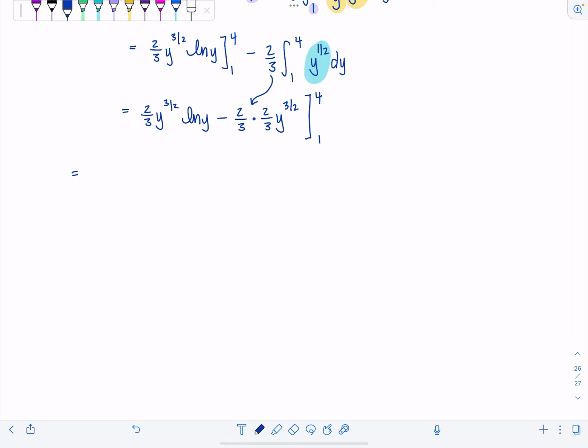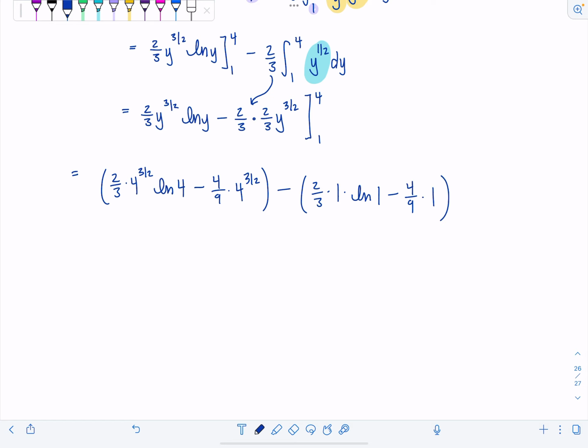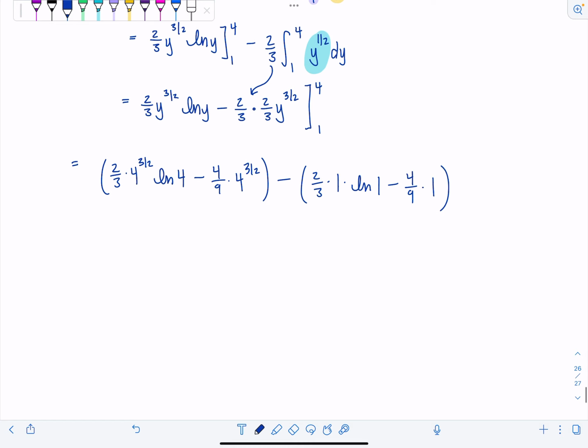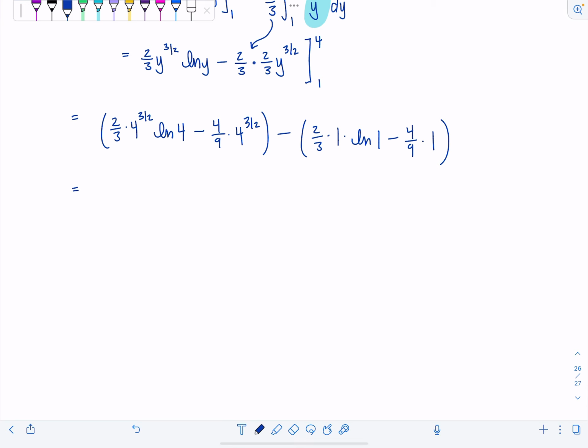Okay, upper limit first. So we've got 2/3 times 4 to the 3/2 natural log of 4 minus 4/9 times 4 to the 3/2. That's the upper limit. Minus 2/3 times 1 times natural log of 1 minus 4/9 times 1. Don't you dare think about grabbing your calculator. You don't need it. Just use the one you were born with in your head.